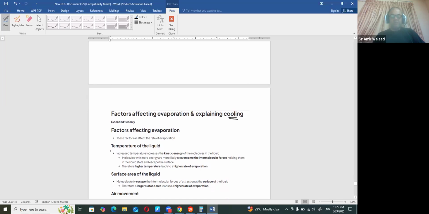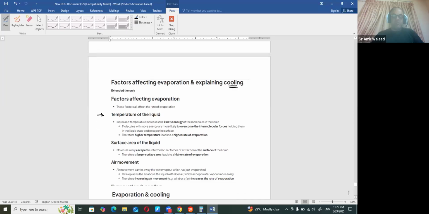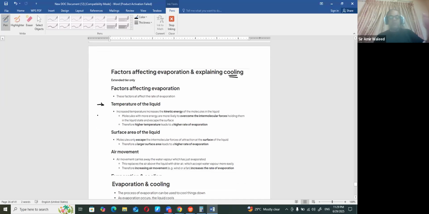Now, what are the factors of that? Definitely, it depends on the temperature of the liquid. Increased temperature increases the kinetic energy of the molecules. So molecules with more energy are more likely to overcome the intermolecular forces holding them in the liquid state and escape the surface. So more temperature, more evaporation. Surface area: the greater the surface area, the greater the evaporation. Air movement: if air carries away water vapor which has just evaporated, this replaces the air above the liquid with drier air which accepts water vapor more easily. Therefore, increased air movement will increase the rate of evaporation.